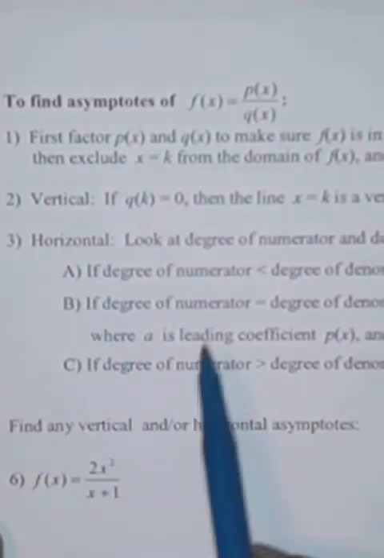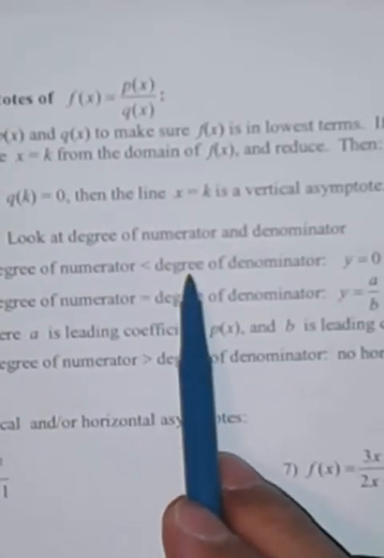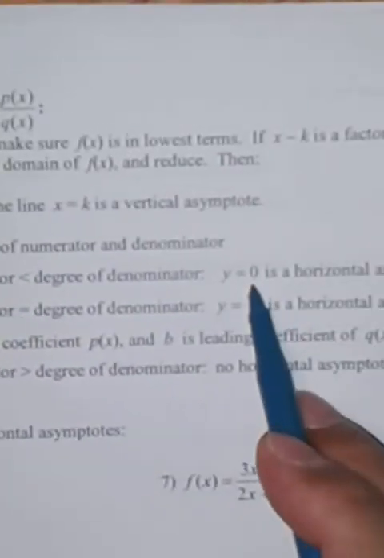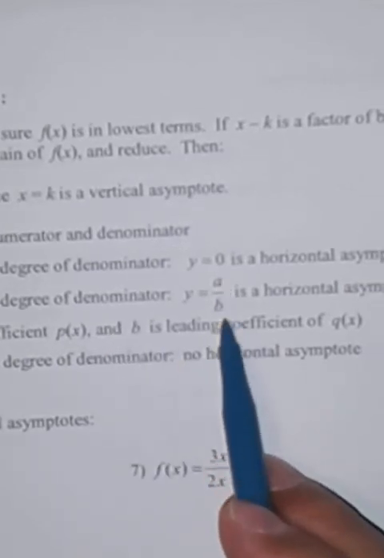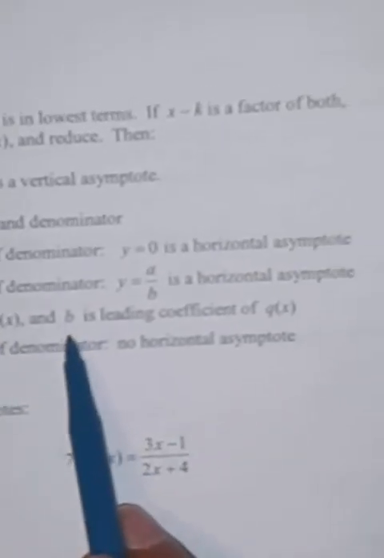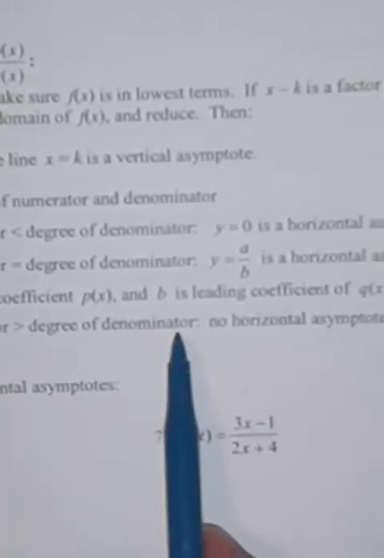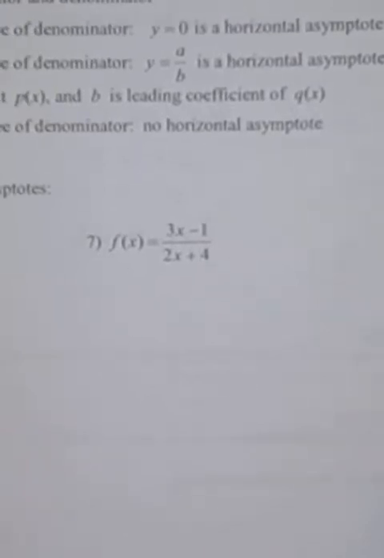To find the horizontal asymptotes, you look at the degree of numerator and denominator. If the degree of the numerator is less than the degree of the denominator, then y equals 0 is a horizontal asymptote. If the degree of the numerator is equal to the degree of the denominator, then y equals a over b is a horizontal asymptote, where a is the leading coefficient of the top and b is the leading coefficient of the bottom, right? And if the degree of the numerator is bigger than the degree of the denominator, there is no horizontal asymptote. Okay, so let's try number 7 and 9, and we'll leave 6 and 8 for class.